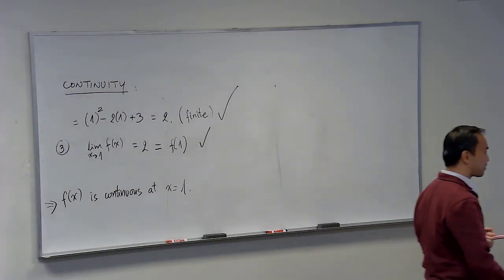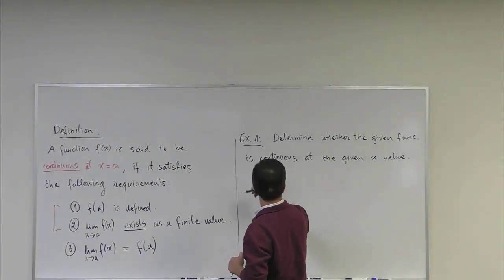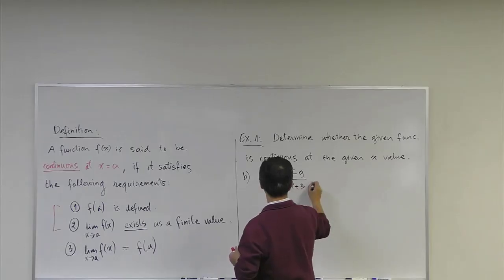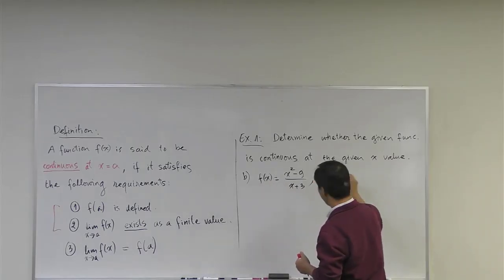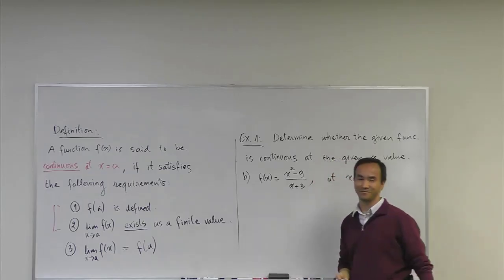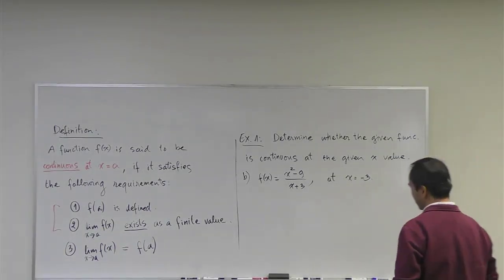Then just doing one problem will never be enough for you to see all the different cases here. So let me bring in another problem in this example. How about the next function on the board, f of x equals x squared minus 9 over x plus 3. And we want to find out continuity at x equals -3.